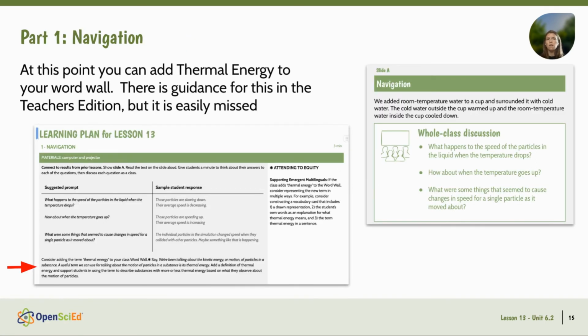In part one, the navigation into this lesson, it's a short whole class discussion where we recall what we have figured out about particles gaining and losing energy when they change temperature, and how particle collisions cause energy to be transferred, leading to temperature changes. So it's at this point that you can give students another term, thermal energy. There is guidance for this in the teacher edition, but it's easily missed, which is why I'm pointing it out here. In the previous lesson, we co-developed a definition for temperature, and now we have a second word we can use to explain what's going on when things change temperature.